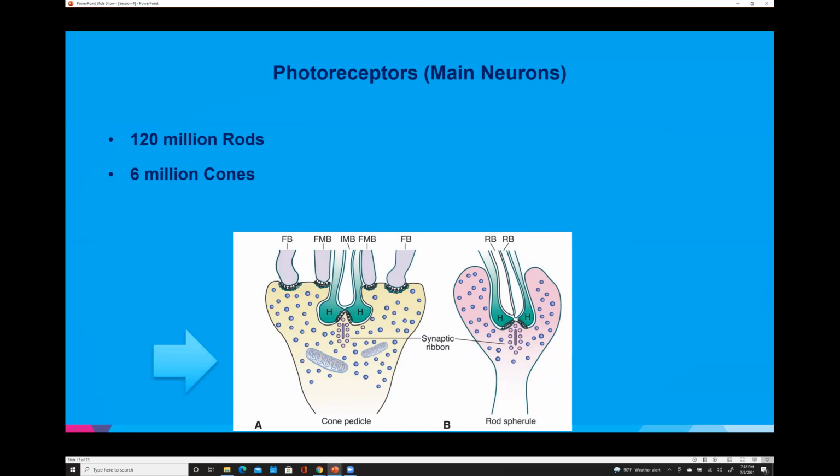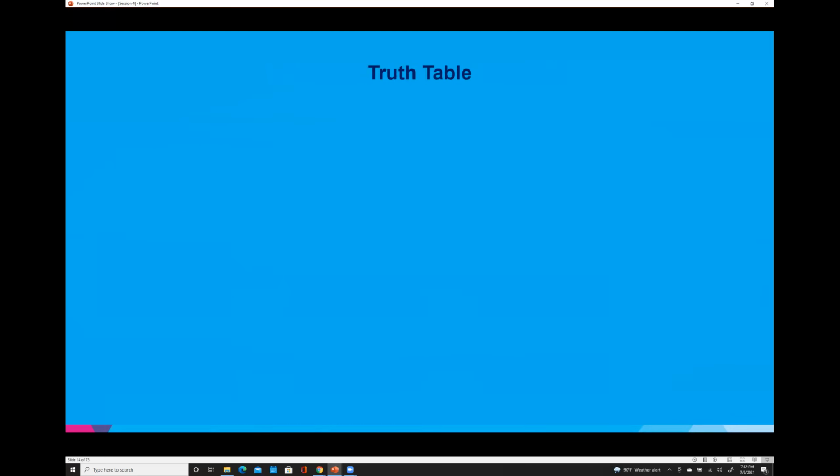You see a cone and a rod here, and you have connections between the photoreceptor and its downstream neurons, generally speaking, the bipolar cells, but some other stuff as well. And it's just showing you up there, okay? So what I like to do is create what's called a truth table, because the entire thing is a circuit, okay?